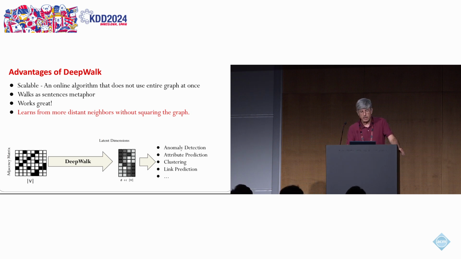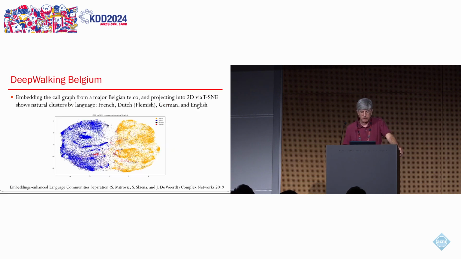I certainly didn't have an idea why this worked for a while, until it dawned on me that the important idea is that random walks let you learn about what a vertex means from neighbors and distant neighbors, without the cost of raising a graph to a power, which is an expensive operation and brings in lots and lots of edges.